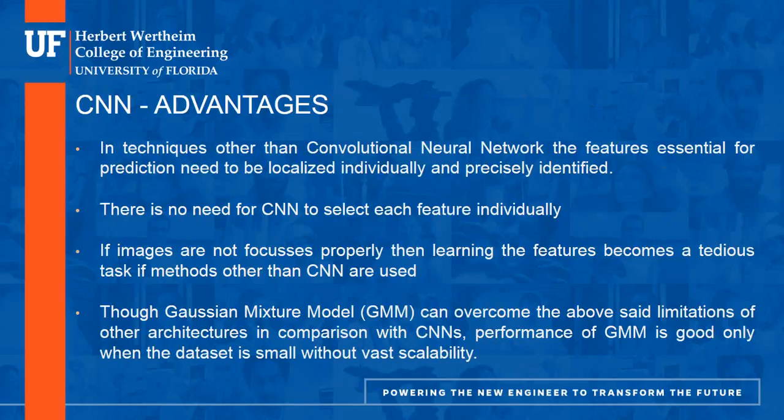The advantage of using CNN rather than conventional techniques is that in techniques other than convolutional neural networks, the features essential for the prediction need to be localized and individually and precisely identified. There is no need to select each feature individually if we use convolutional neural networks. And if the images are not focused properly, then learning the features during the training phase becomes a tedious task. If we use the CNN architecture model, we would not encounter this limitation. The limitation can also be overcome by using a Gaussian mixture model, but the Gaussian mixture model is good only when the data set is small, without vast scalability.